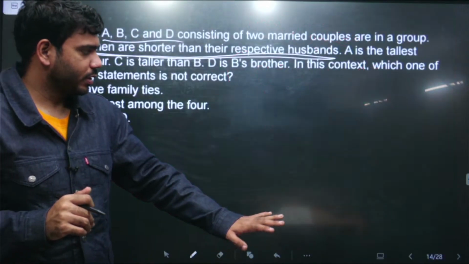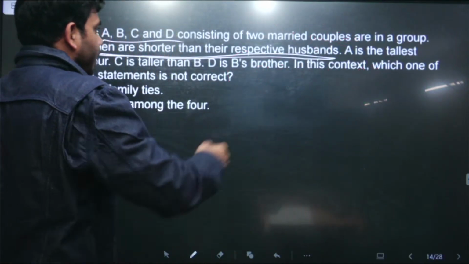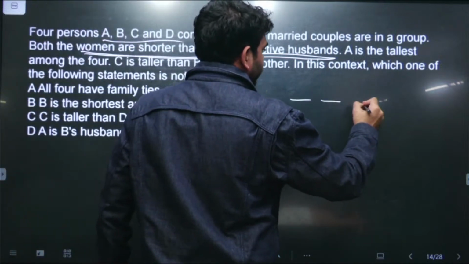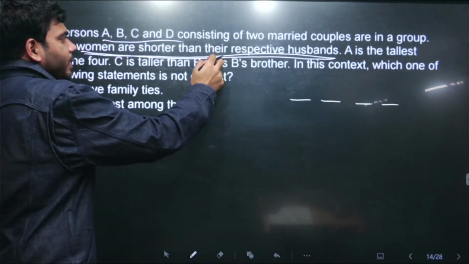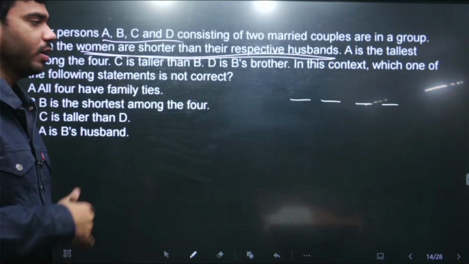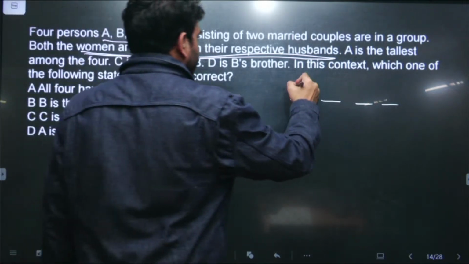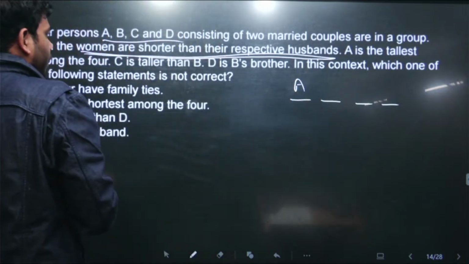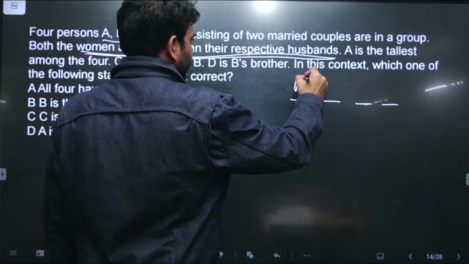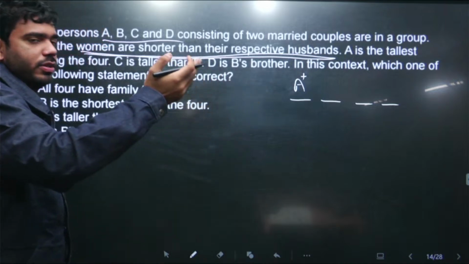So let's do this. How do we do this? Here 4 people are given, and there are 2 couples among them, and we know that both the husbands are taller than their respective wives. The first thing given is that A is the tallest among all the 4. A is the tallest, so obviously it will be a male, because it cannot be a female.